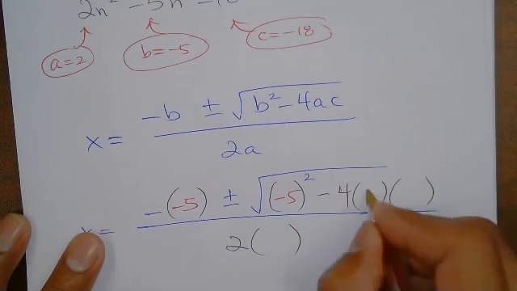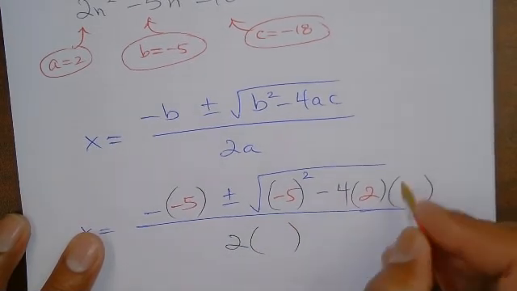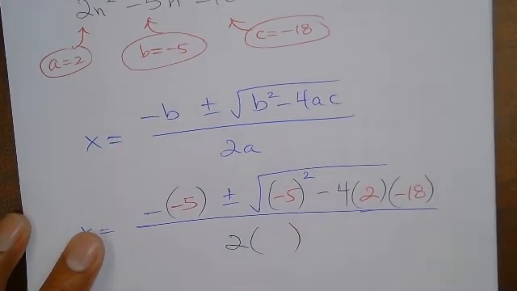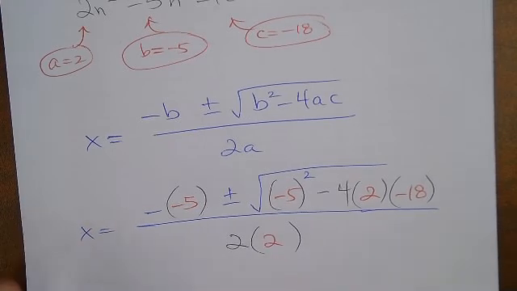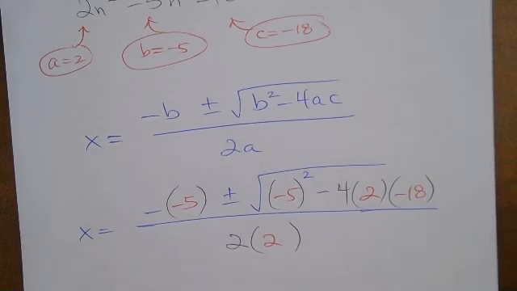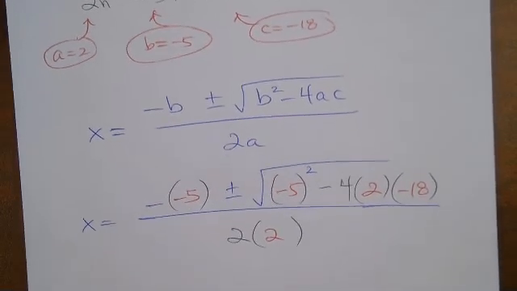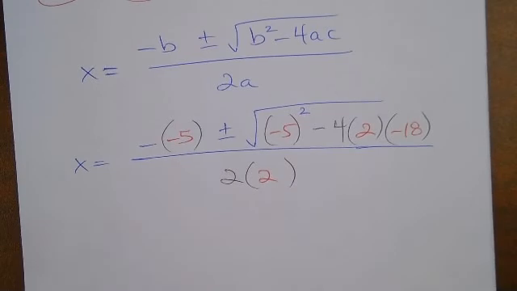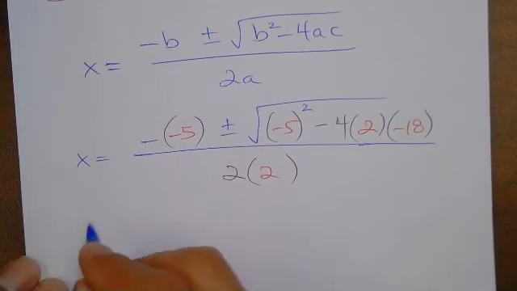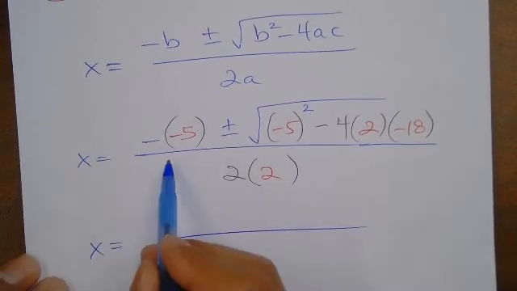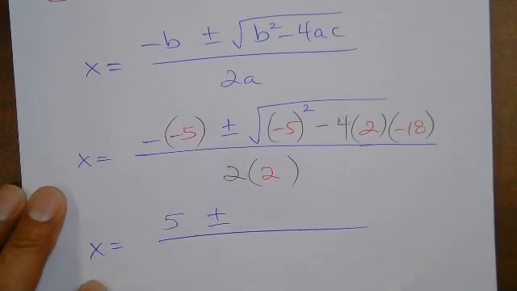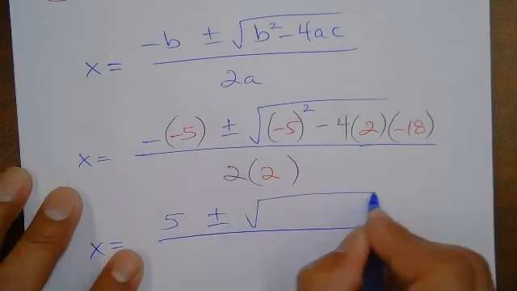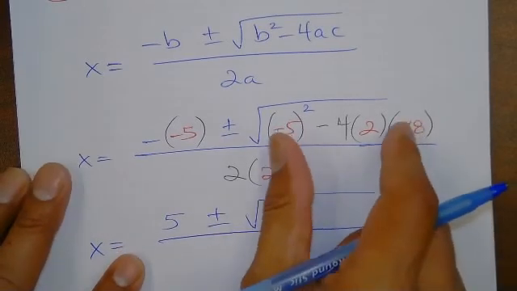Everybody substituting? Don't be trying to calculate anything yet. Okay, you should have this: -5, -5, 2, -18, and 2. Is that right? You guys put the numbers in the right place? Yeah. All right, let's start cleaning it up a little bit, but don't try to do too much at once.